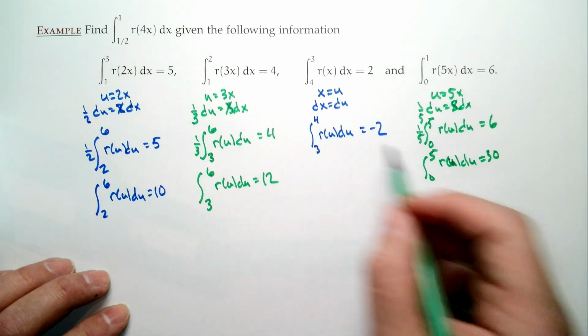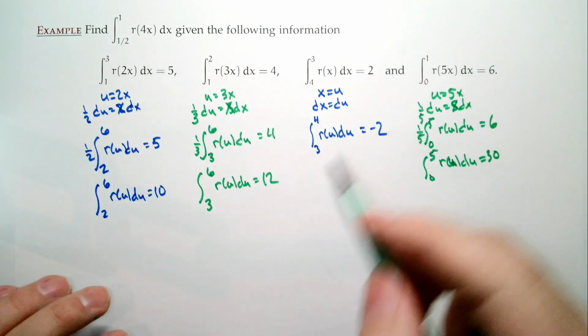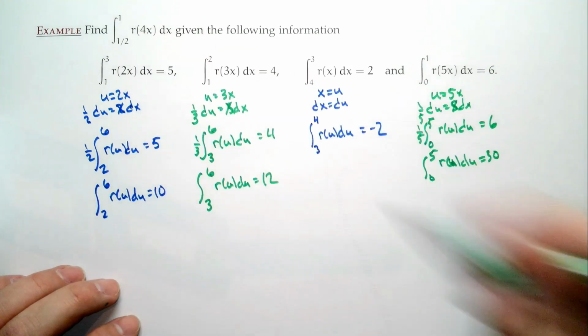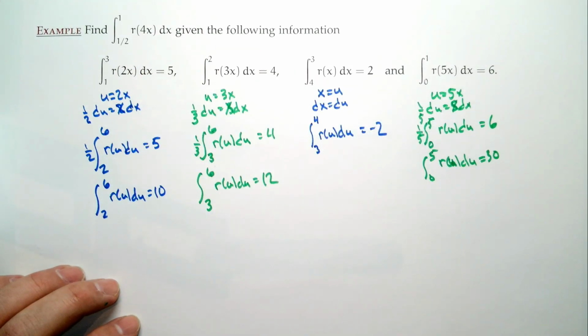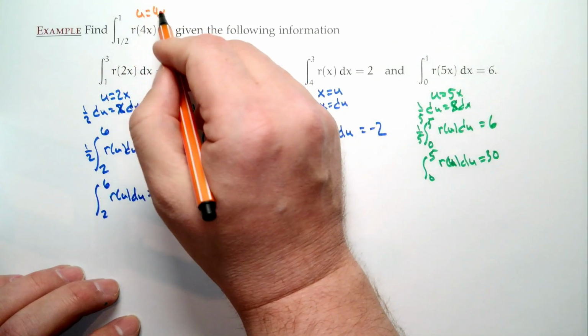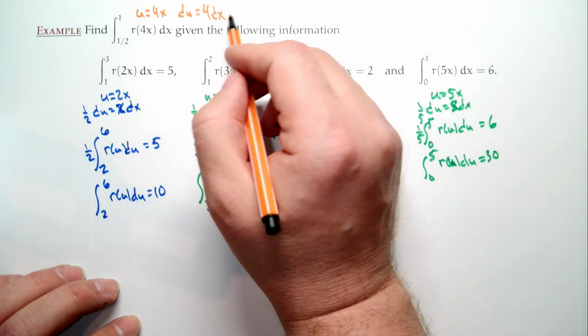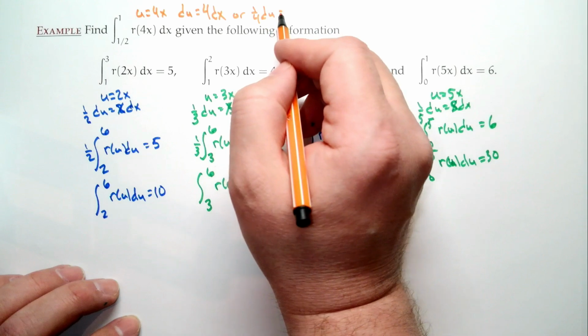So now we have all the pieces of information in a more compatible format. All the functions look the same. They all look like r of u. And because they look the same, we're able to merge these integrals together as appropriate. Now the question is, what's appropriate? So let's think about the integral we're looking for. Let's do our substitution on our last integral. Let u equal 4x. What would du be? 4 dx, or 1/4 du equals dx.